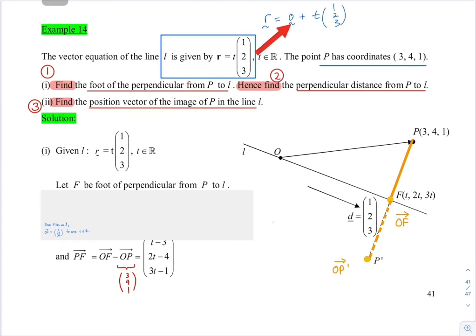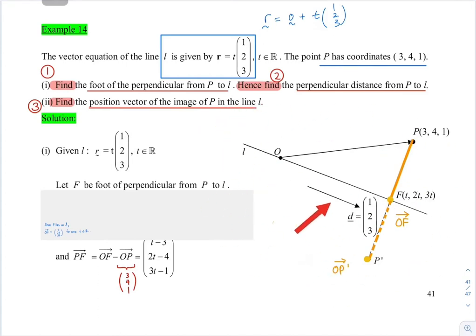This is the 0 vector. So based on the format of this vector equation, we can therefore say that the origin is actually on the line. Further details that they give us is that the point P has coordinates (3, 4, 1). So we're supposed to find the foot of the perpendicular from P to this line, and then using the hands-on approach, find the perpendicular distance from P to this line. Then the third and final goal of the question is to find the position vector of the image of P in the line L. Okay, so let's draw a simple diagram.